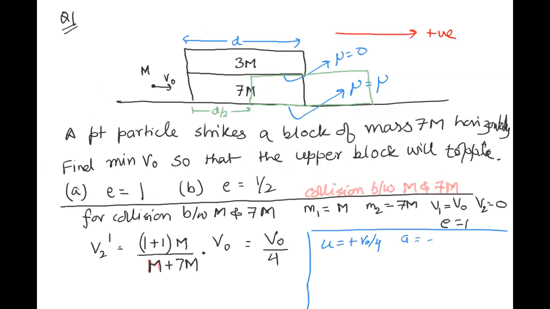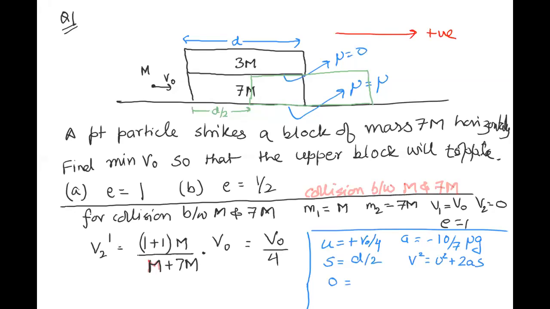So acceleration is equal to minus 10 by 7 g. Distance to be traveled is equal to d by 2. So V square is equal to U square plus 2AS.